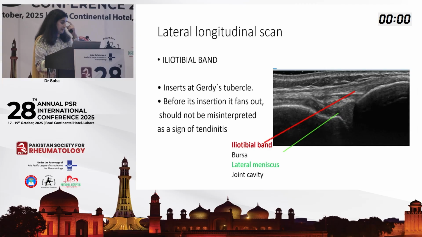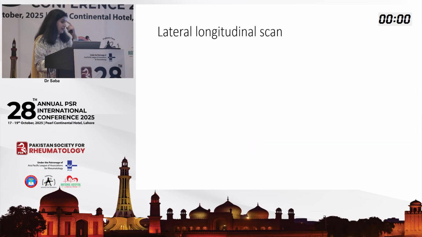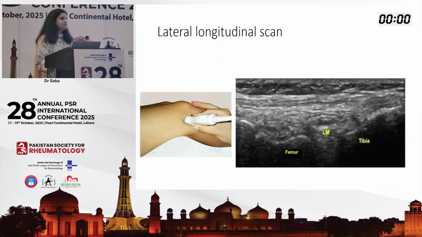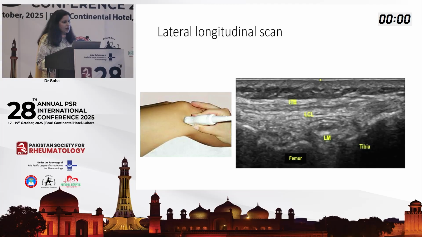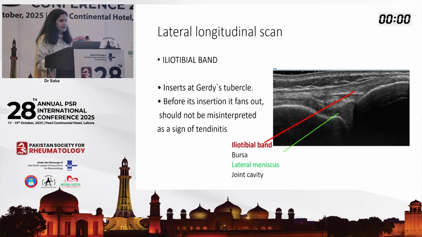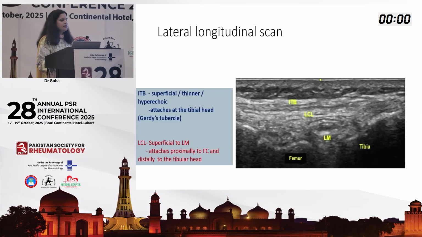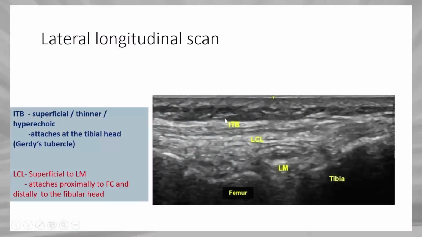Iliotibial band inserts at the Gerdy's tubercle, and again the same thing, that fanning out should not be taken as an abnormality. So once you are seeing the iliotibial band, it lies over the lateral collateral ligament. We have seen the iliotibial band independently in the previous scan, and now once we see them all together, the iliotibial band is the superficial part, it's the thinner part, and it attaches at the tibial head once you follow it. Then comes the lateral collateral ligament. It's superficial to the lateral meniscus, and it attaches proximally to the femoral condyle and distally to the fibular head.